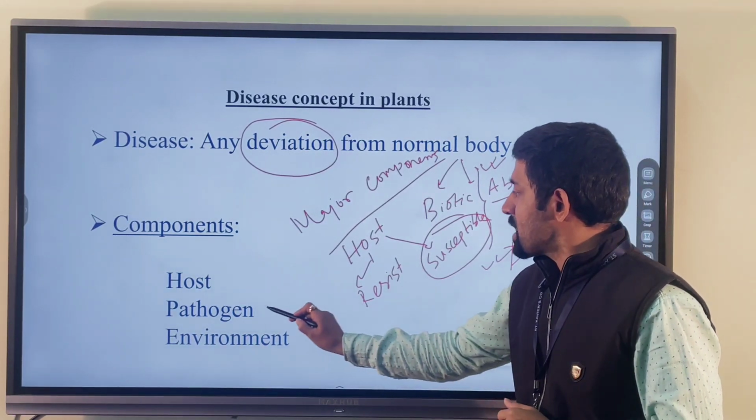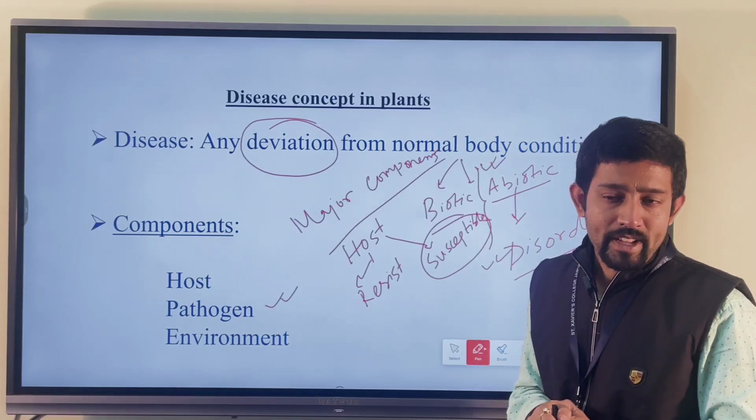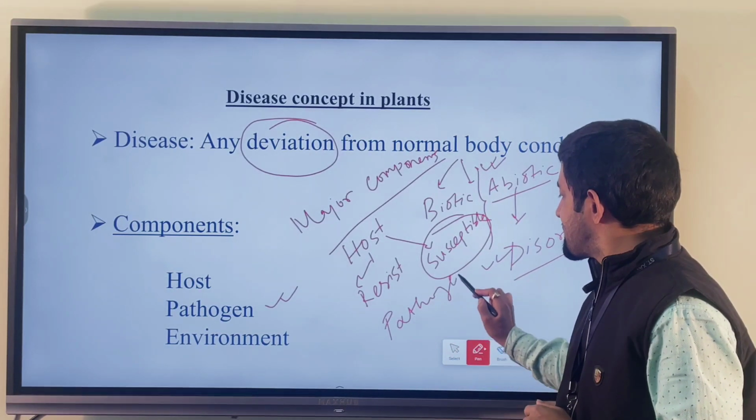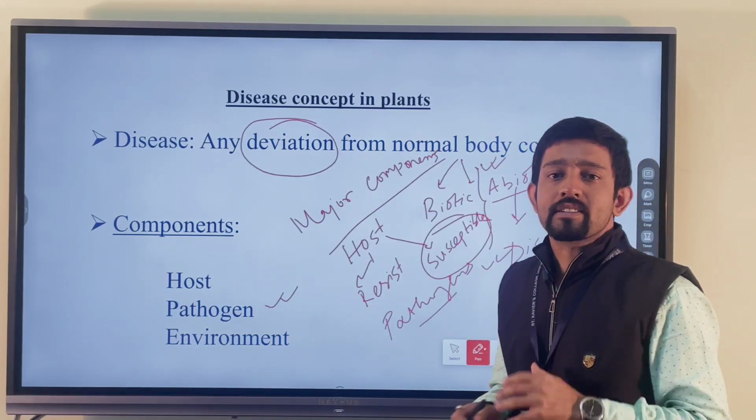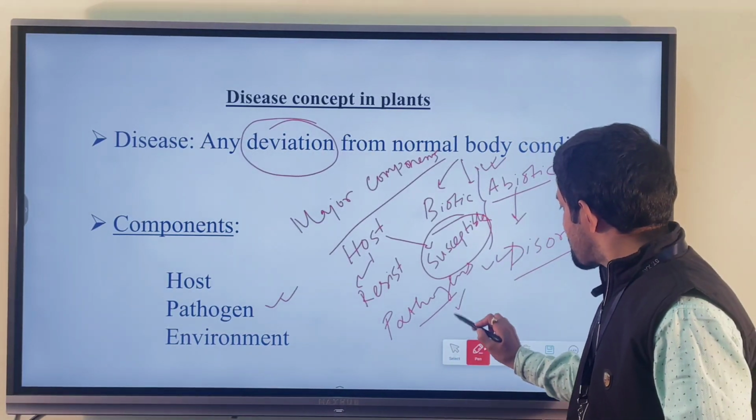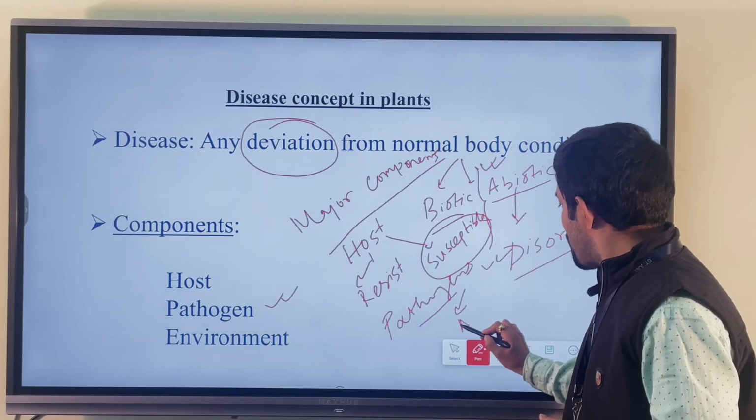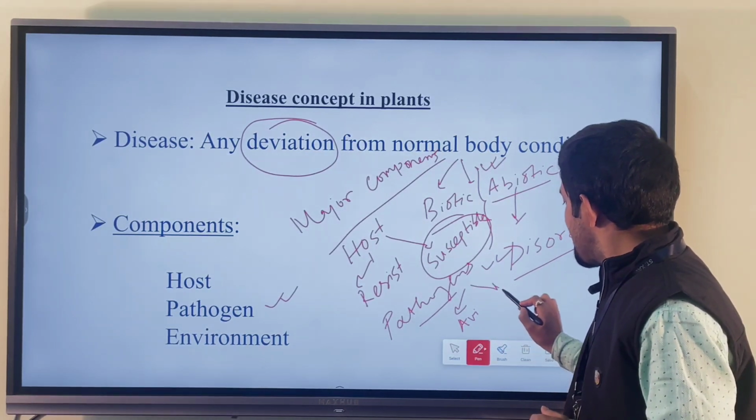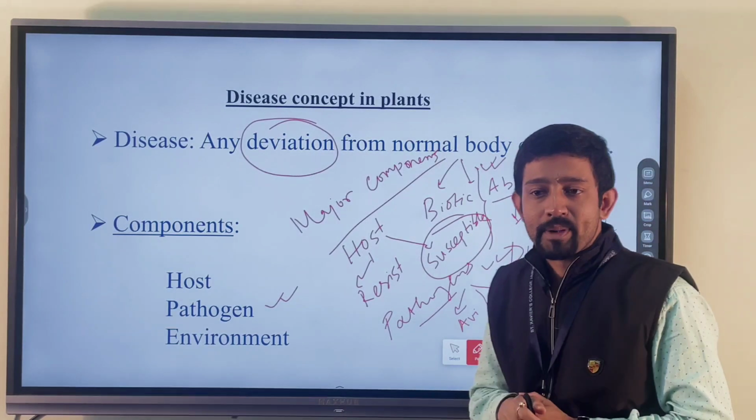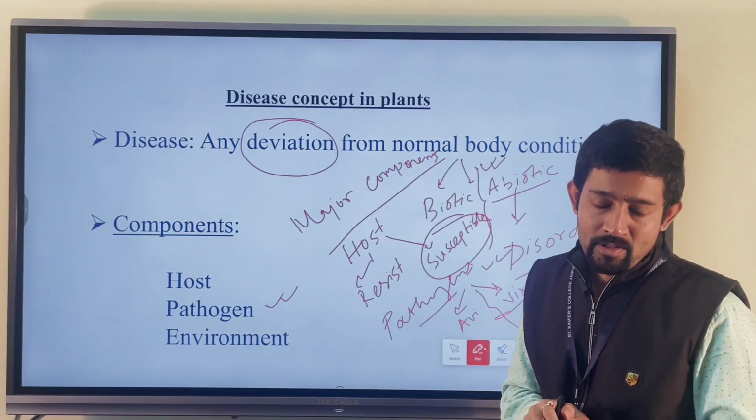Now, coming to the next component of the disease, that is the pathogen. Pathogens are those entities which are the causal organism of a particular disease. Pathogens can also be classified into two types. One is avirulent pathogen and another one is virulent pathogen. So what is the difference between avirulent and virulent pathogens?